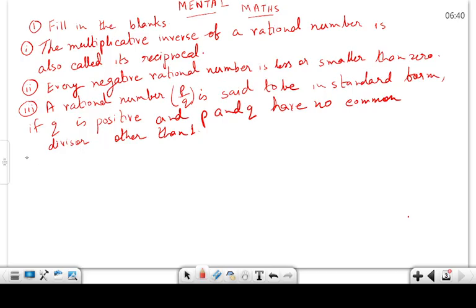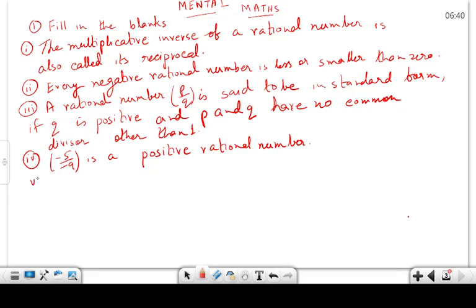Number 4 is: minus 5 by minus 9 is a positive rational number.